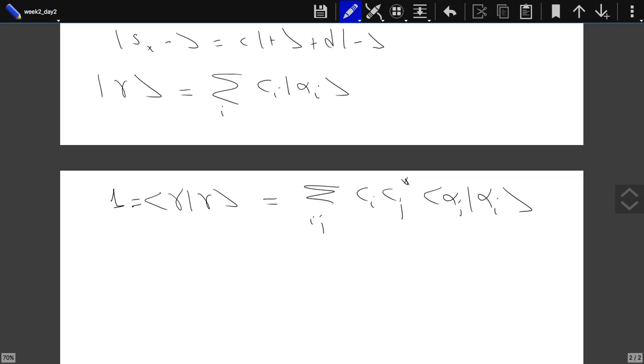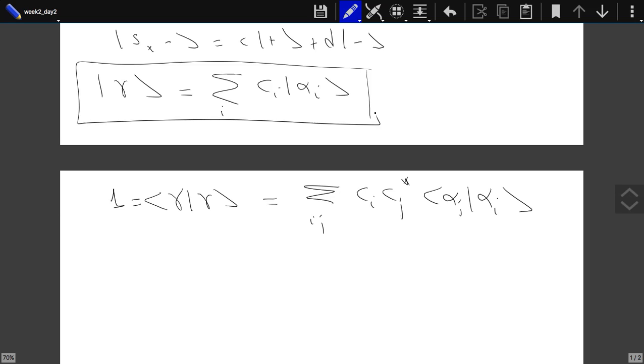Where? On the right-hand side, it is alpha. You see, gamma is our arbitrary state describing my system, whatever my system is. I know that my ket, I can write it in terms of the kets in my basis set, which are the alpha i. So this is always true.